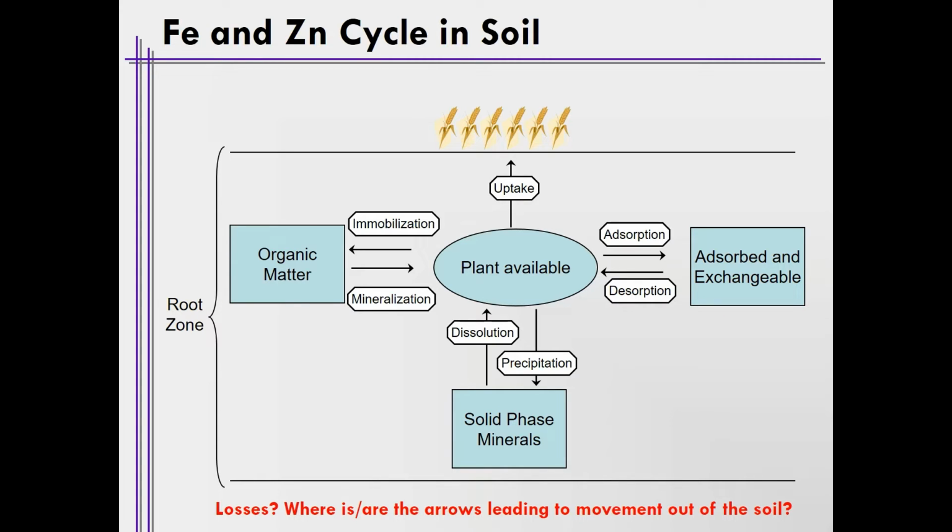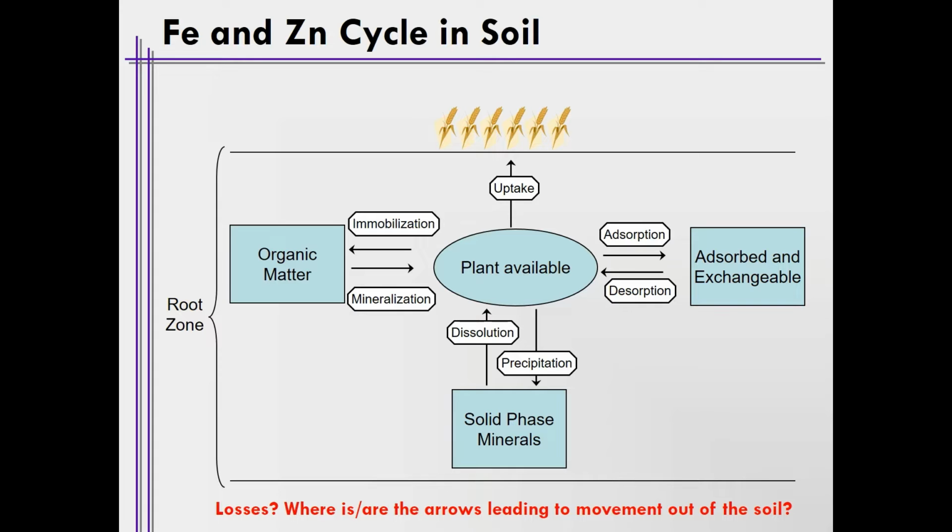Where are the arrows that are moving out of the soil? What I show you here is that the dominant export or loss of iron and zinc from soils is typically through crop uptake and removal. Yeah, there's a little bit of leaching with possibly dissolved organic phases. There's likely some erosional losses. If you're good at controlling both, your major loss pathway is through plant uptake.